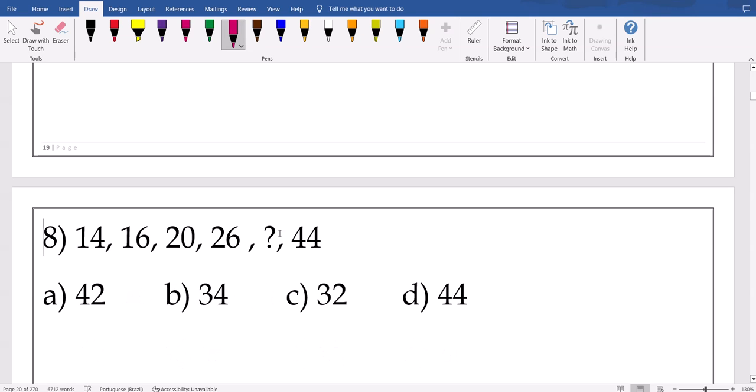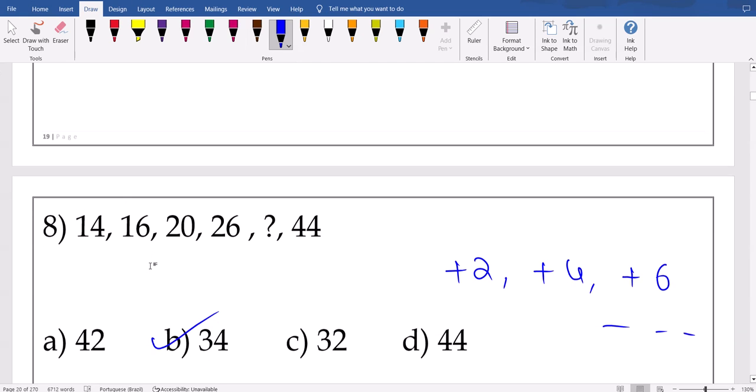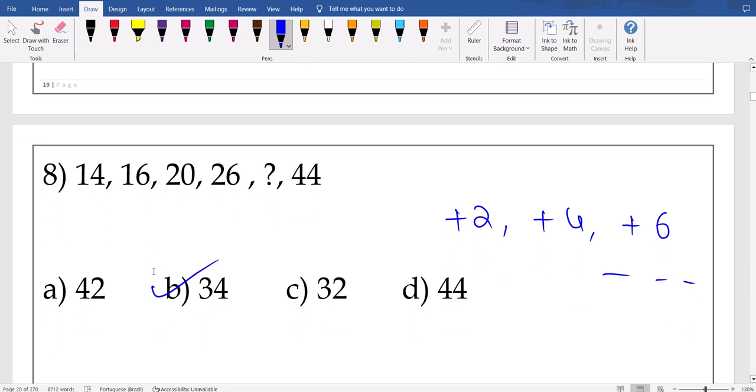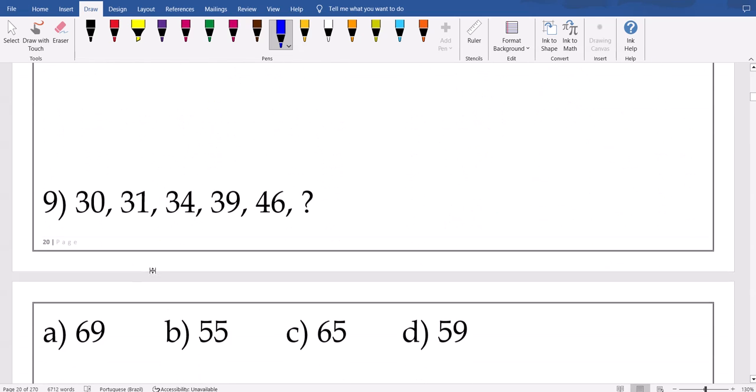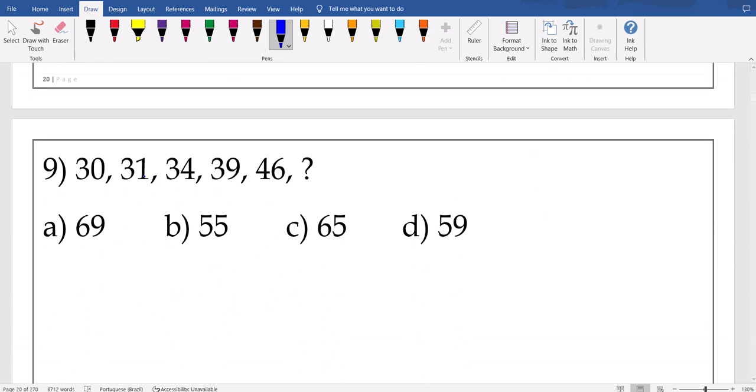Next question also slow increasing. So differences are 2, 4, 6, then 8 means 34. The logic is simple, plus 2 plus 4 plus 6 plus 8. Next, similarly, see the ninth question. This is again slow increasing. Plus 1 plus 3 plus 5 plus 7 plus 9 means we have to get 55.